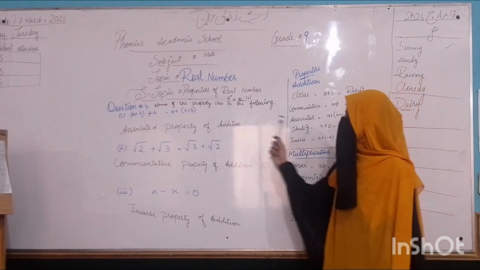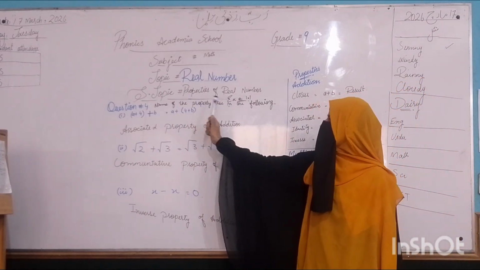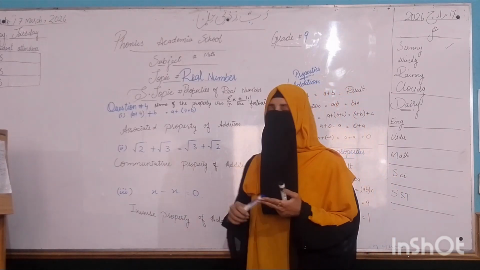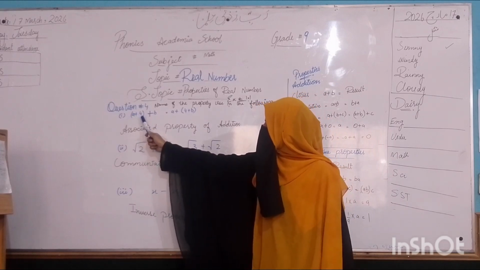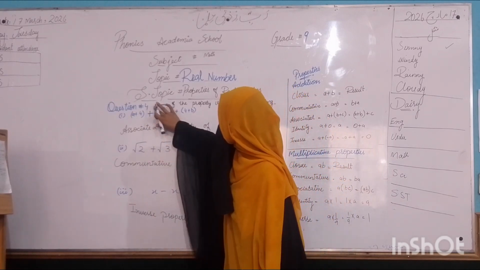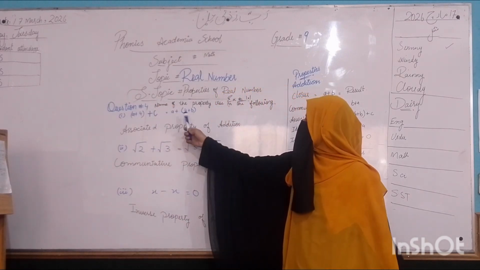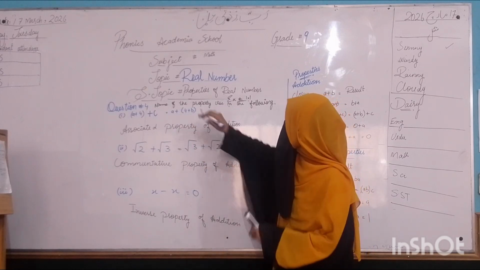So using these properties, we have to do question number 4. They say: name the property used in the following. They have given you questions, and you have to state their properties. According to this, the first is a plus (b plus c) equals (a plus b) plus c.